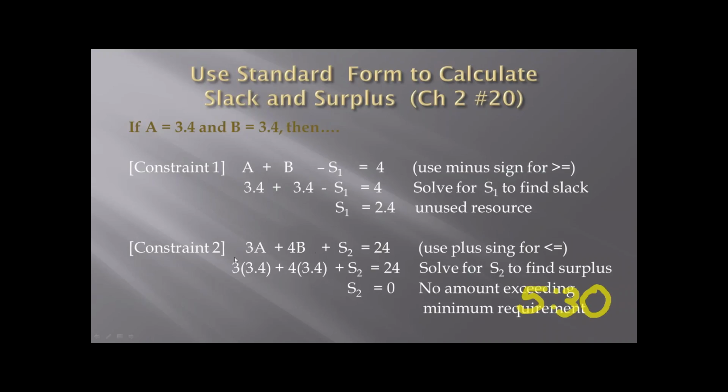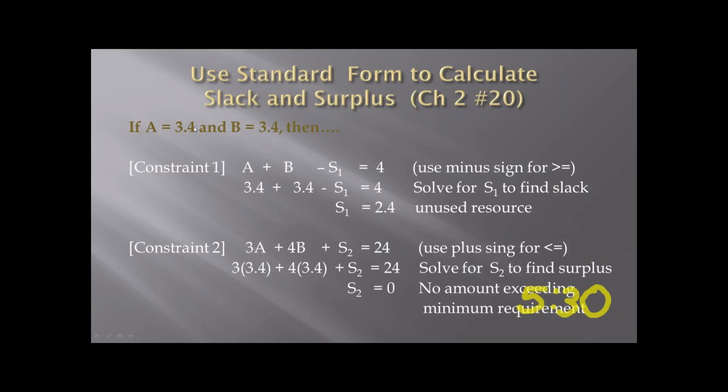And for constraint 2, you're asked to solve for that. Actually, there are 4 constraints. I just have 2 here. Constraint 2 is 3A plus 4B plus S equals 24. And it was less than or equal to. So this meant that you were trying to solve for the surplus for constraint 2.